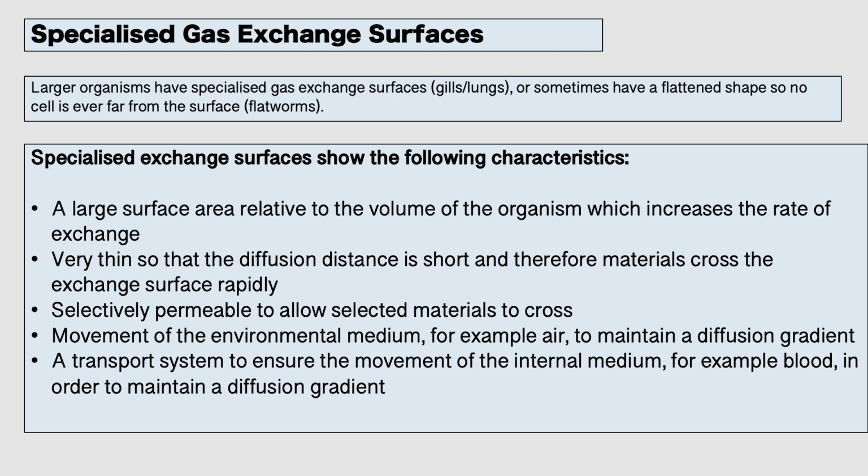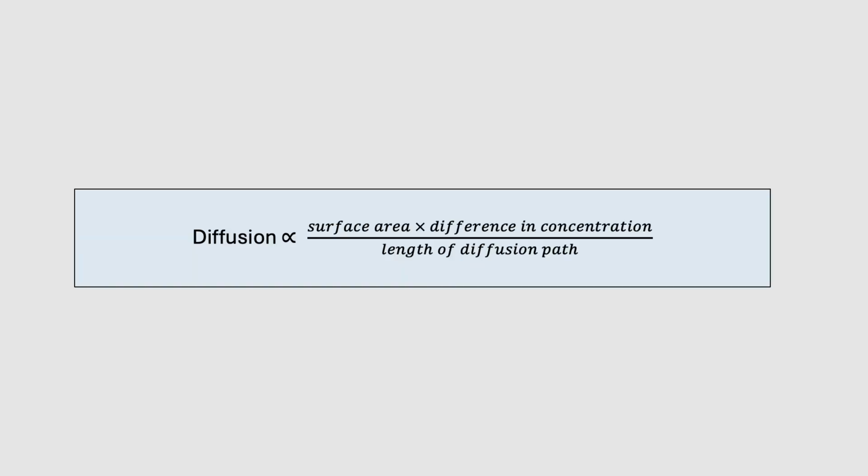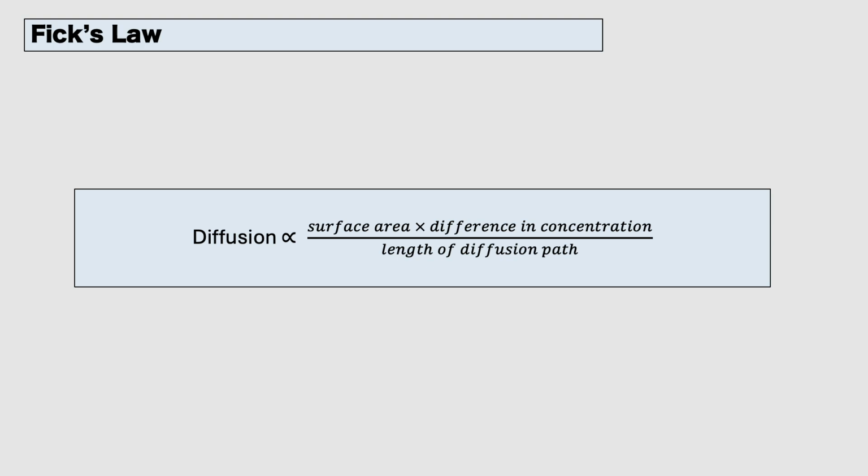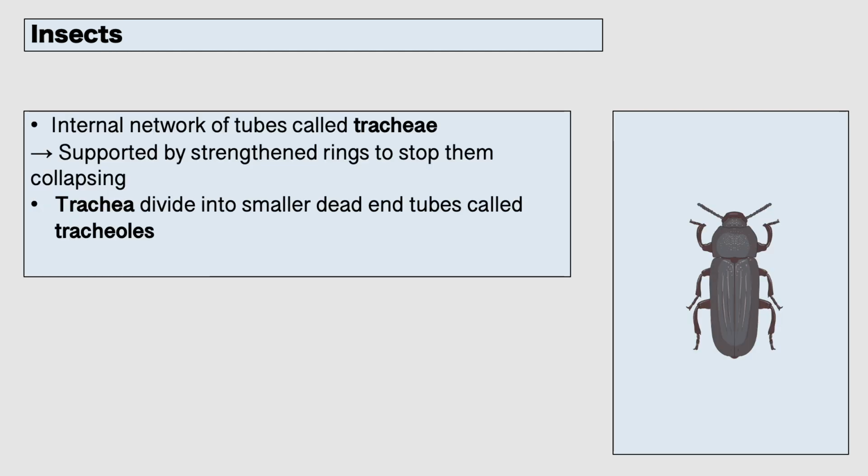diffusion gradient. The rate of diffusion is proportional to the surface area times the difference in concentration all over the length of the diffusion pathway. This is Fick's law. Single-celled organisms exchange gases by passive diffusion since they have a large surface area to volume ratio, but insects have a more complex gas exchange system.